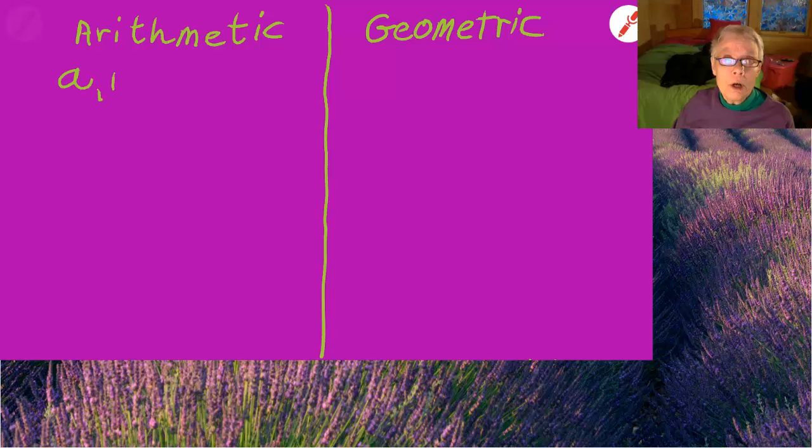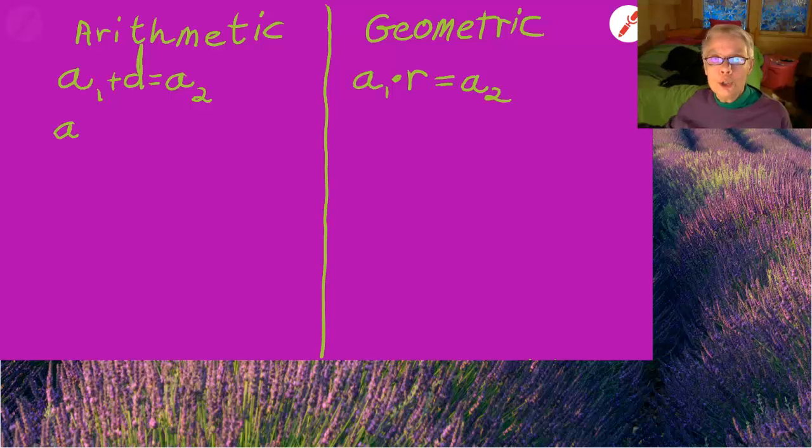Well, they both start off with a first term. With arithmetic sequences, you add a common difference to each term to get to the next term. With geometric sequences, you start with the first term, and then you multiply a common ratio to get to the next term, and you'll be multiplying each term after that by the common ratio.